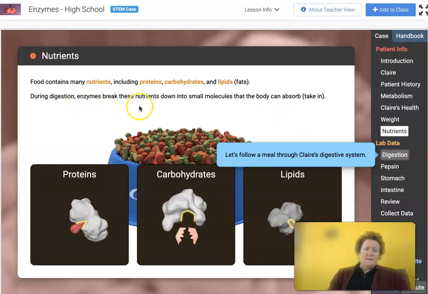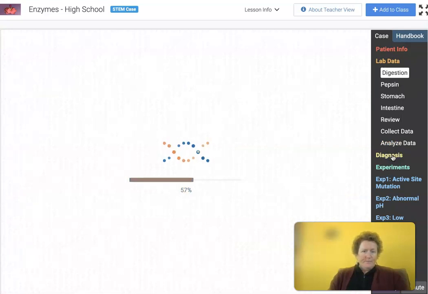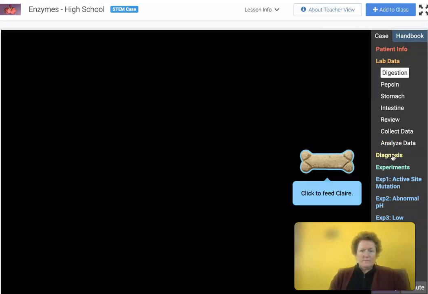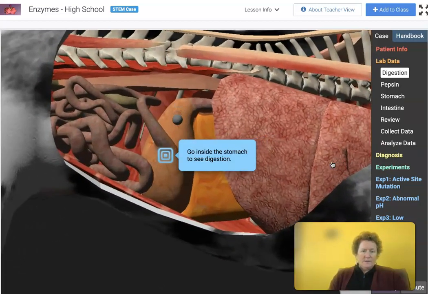During digestion, enzymes break down these nutrients into small molecules that the body can absorb or take in. The nutrients have to cross into your bloodstream across a small layer of cells in your digestive system. So you can't have big chunks of food going across cells. You need to break them down into individual molecules that aren't too big. So let's feed Claire and see what's up with Claire's digestive system.